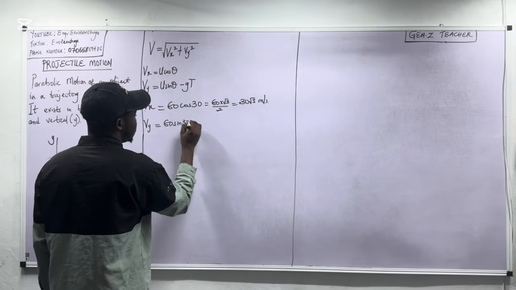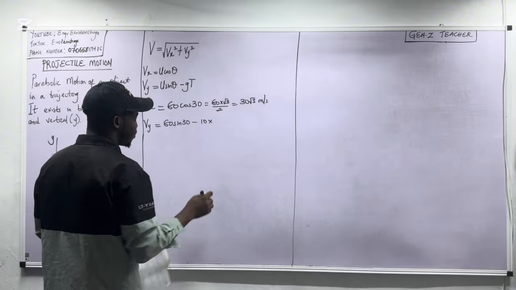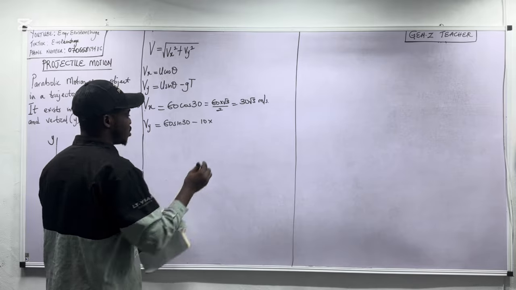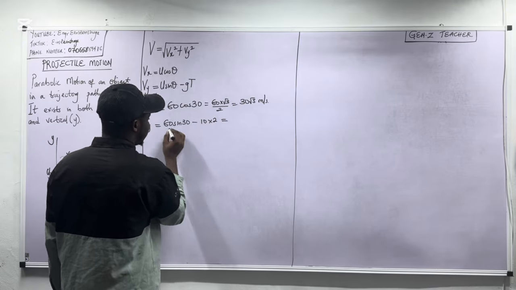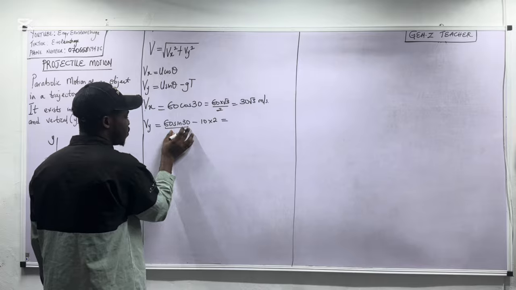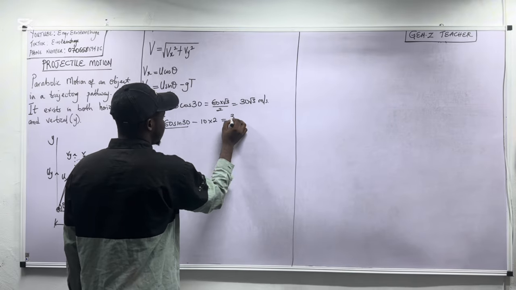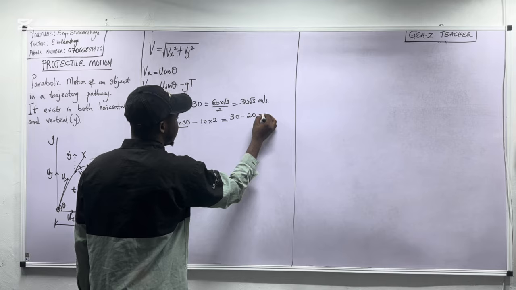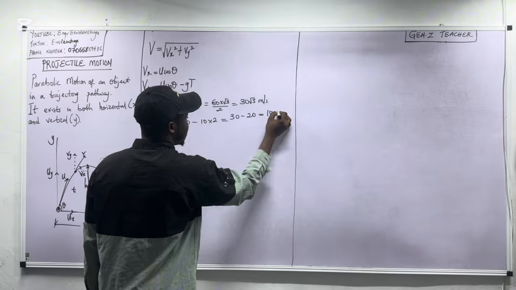Okay, and then for the Vy, we're going to be saying u sine theta, so 60 sine 30 minus 10 times, the time was given as what? 2 seconds times 2. So we have, this is 60 times half, that will give you 30. So we have 30 minus 20, and that gives you 10 meters per second.